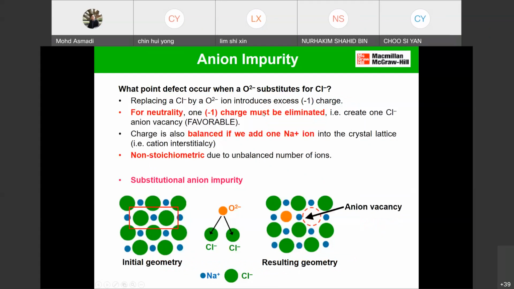Similarly, also for the anion impurity, this one is a cation. Okay, in ions for O2 plus. If you want to add O2 plus to the Cl Na plus, we have to remove 2 Na plus, this one and also this one, because we want to add O minus. So it's balanced. But in terms of stoichiometry, it is non-stoichiometric, not the same 1:1 ratio. But it's neutral.